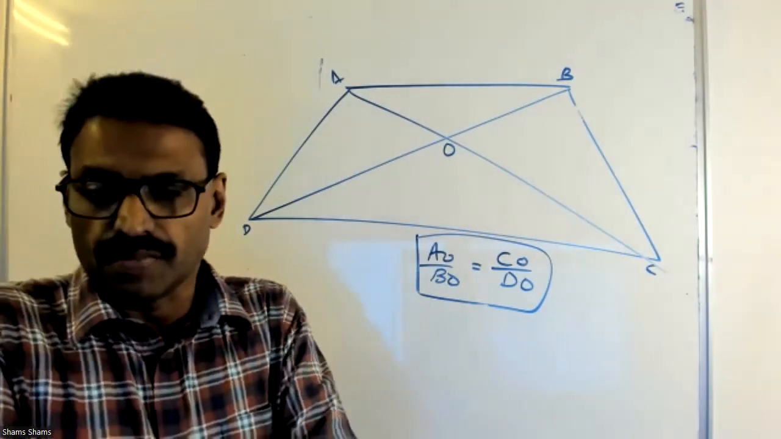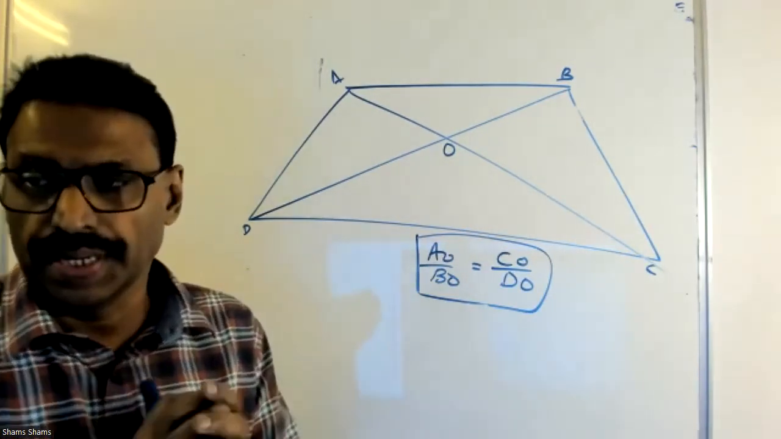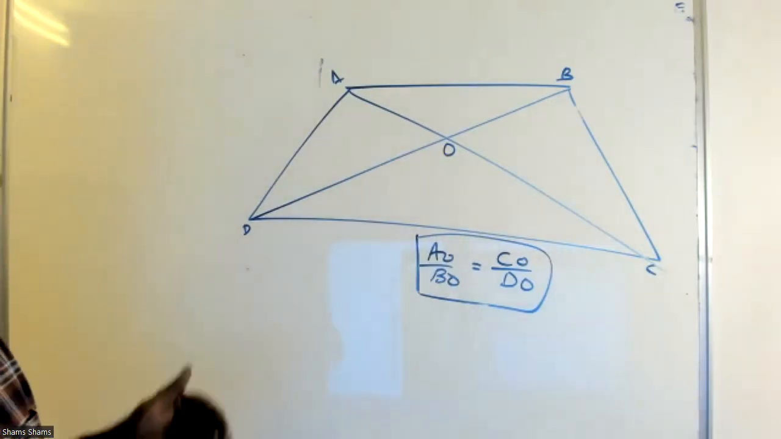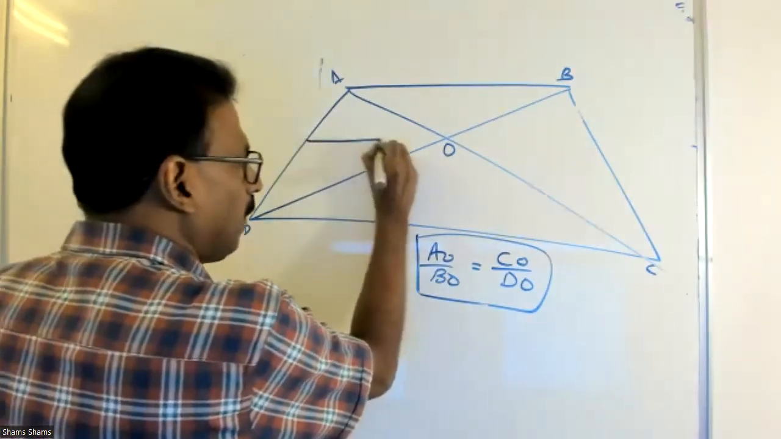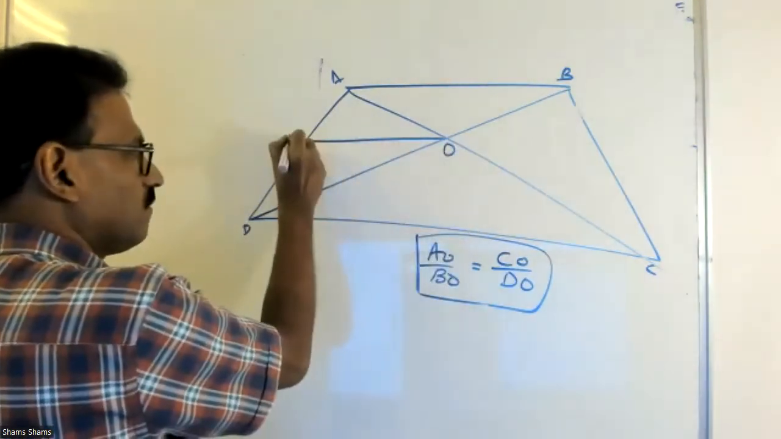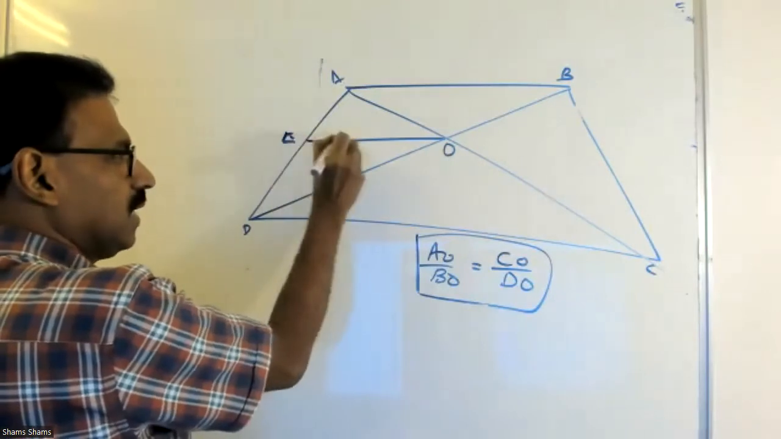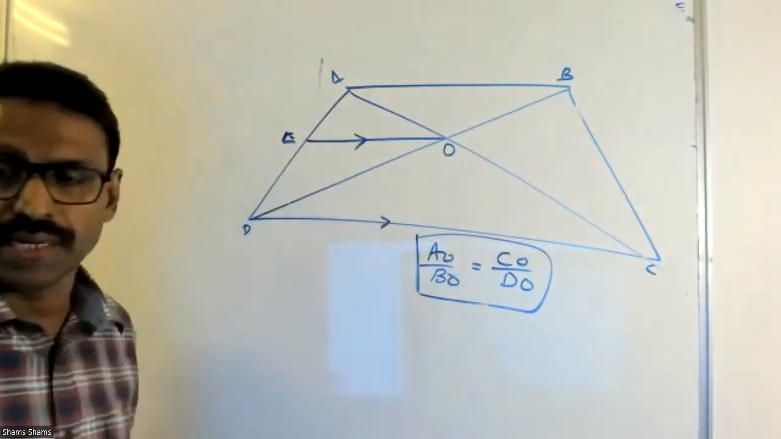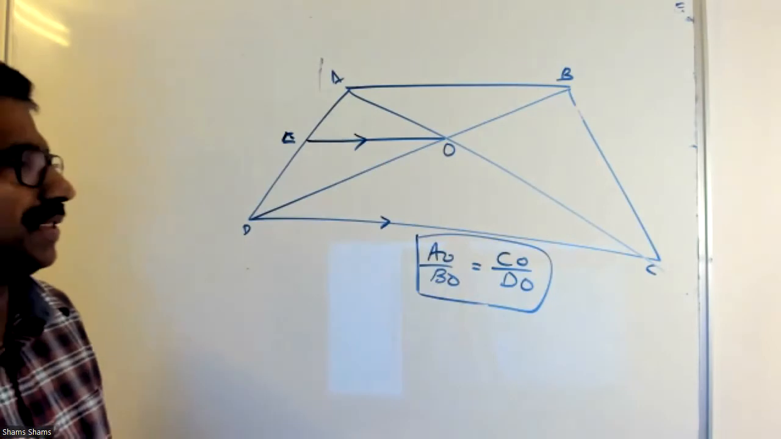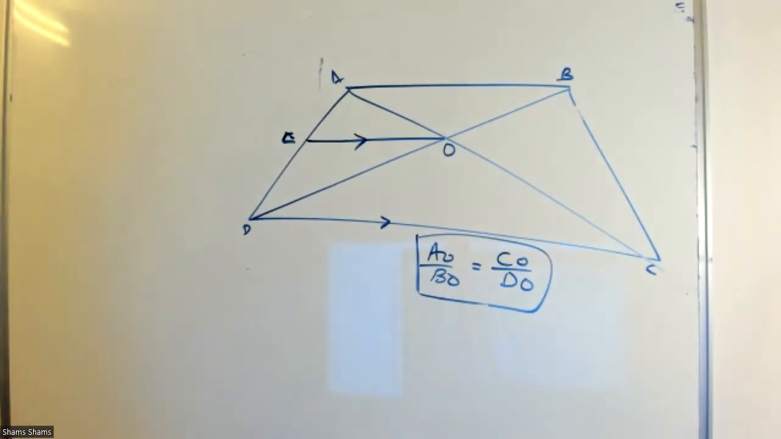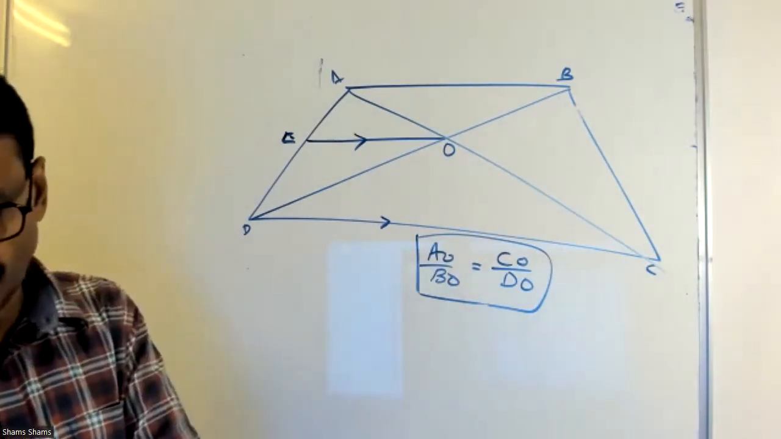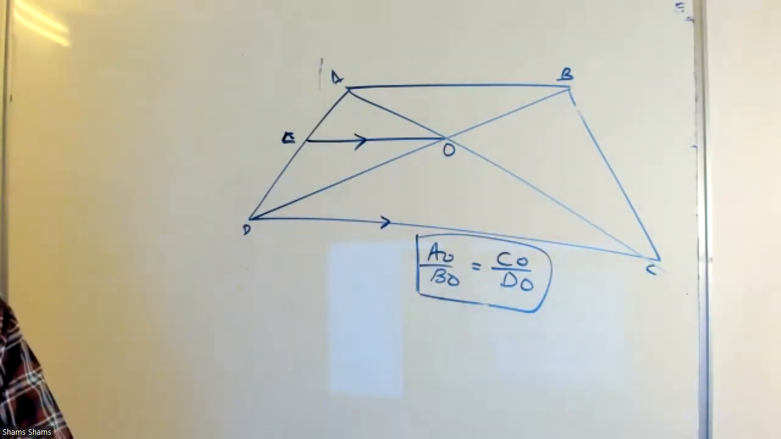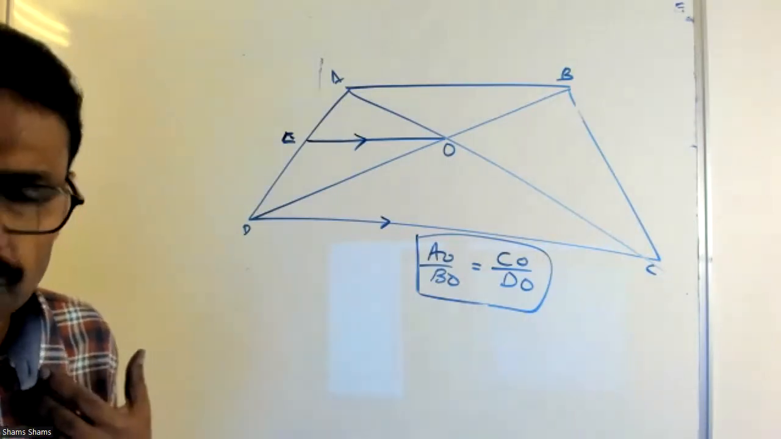Now listen here. Don't write now. There is a small construction. Through O, draw a line parallel to DC. We can make a construction: draw OE parallel to DC. It's not necessary to draw it parallel to AB.